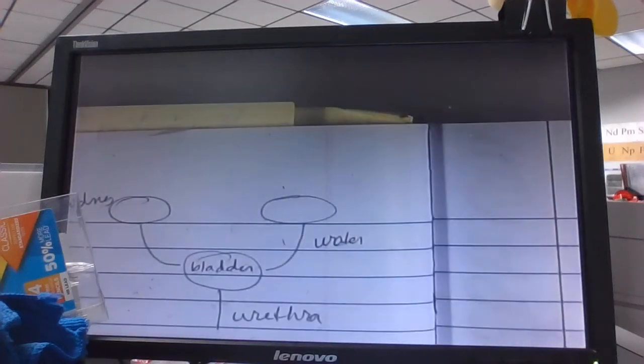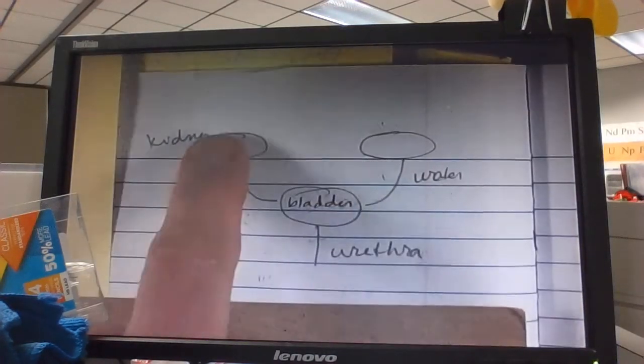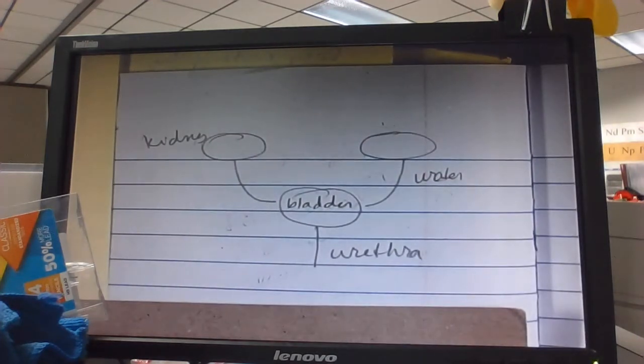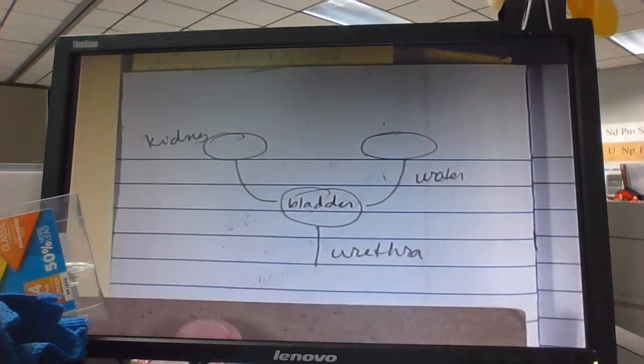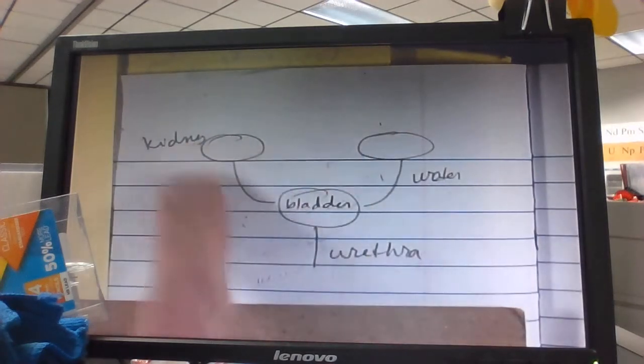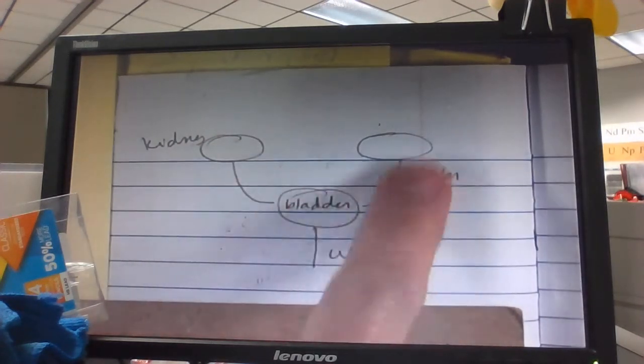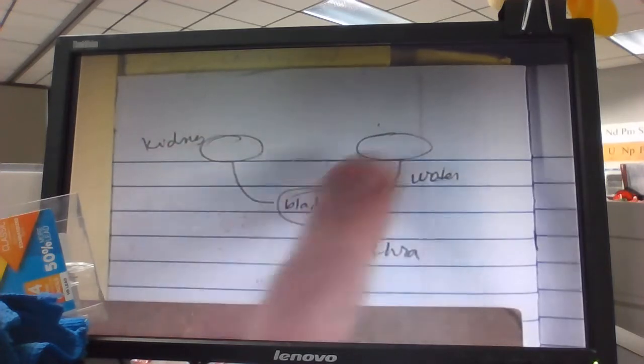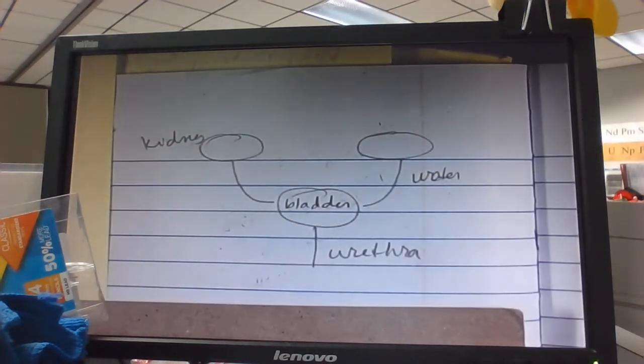Some of the main organs of the urinary system are the kidneys, and the kidneys are relatively small. They're about the size of a bar of soap. We have a ureter that goes from the kidney to the bladder, so it's transporting material, the filtrate from the kidneys, to storage in the bladder.